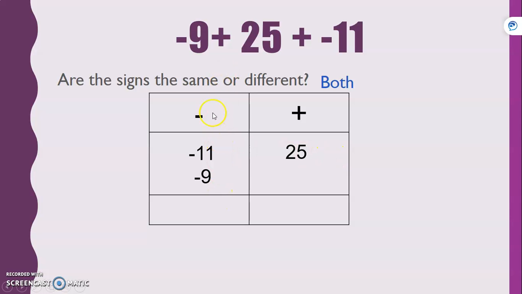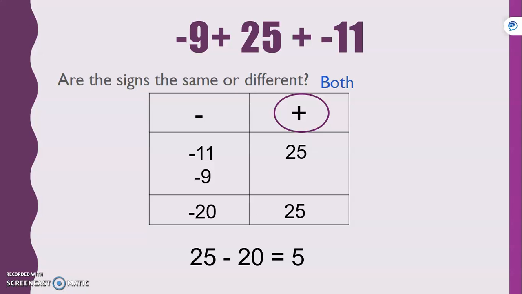Now I'm going to add each column. The reason I can add each column is because these signs are the same. And remember, same signs add. So if they're in the column together, they have the same sign, so I can add them. In the negative column, I have a total of negative 20, and in the positive column, I have positive 25. Now to add these together, because the signs are different, we subtract the absolute values. So 25 minus 20 is 5. Now I determine the sign: negative 20 is 20 spaces from 0, and 25 is 25 spaces from 0. So 25 is the greatest absolute value.